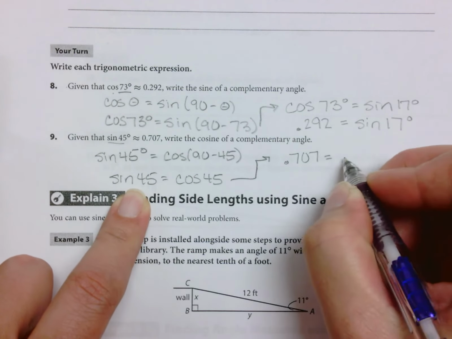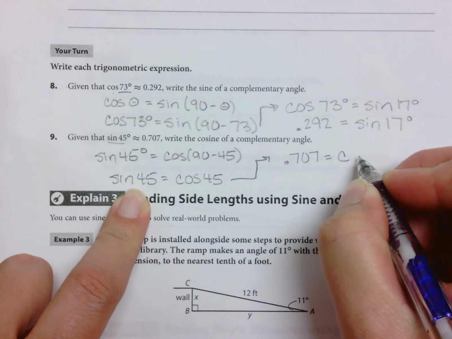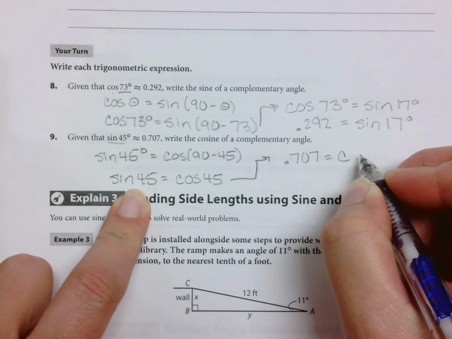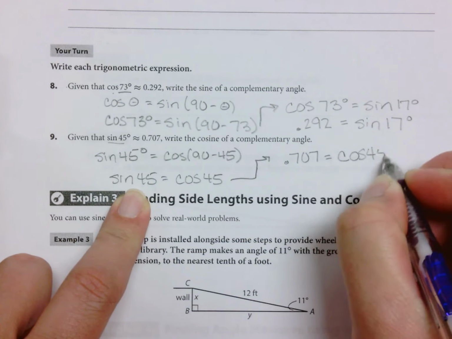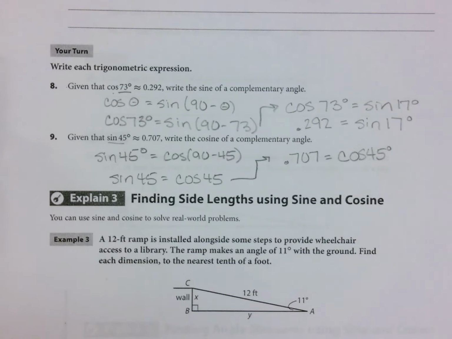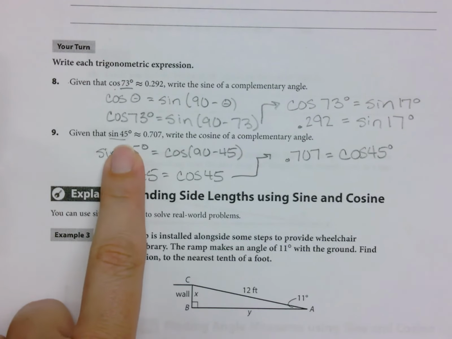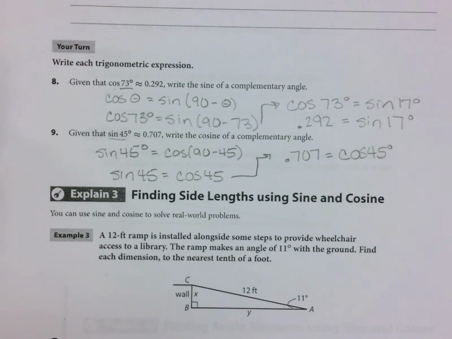So 0.707 is equal to the cosine of 45 degrees. Really simple problems. Just make sure that you take the angle measure that they give you and substitute it in for theta. All right, so let's take these ratios and these complementary angles and let's use them to actually solve for some missing pieces of information.